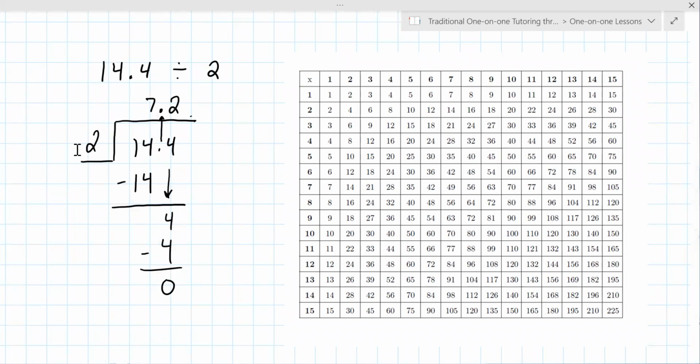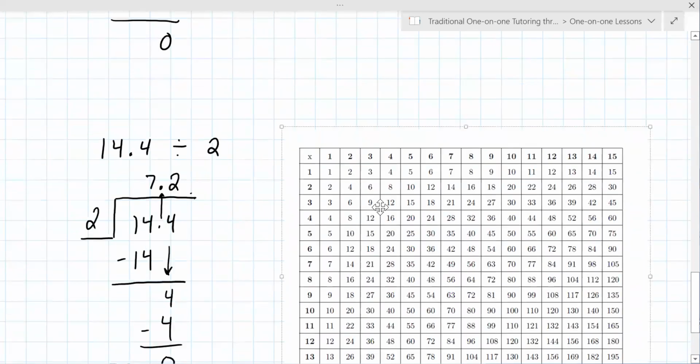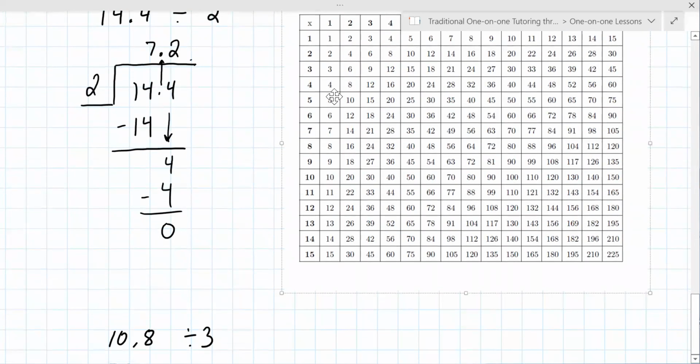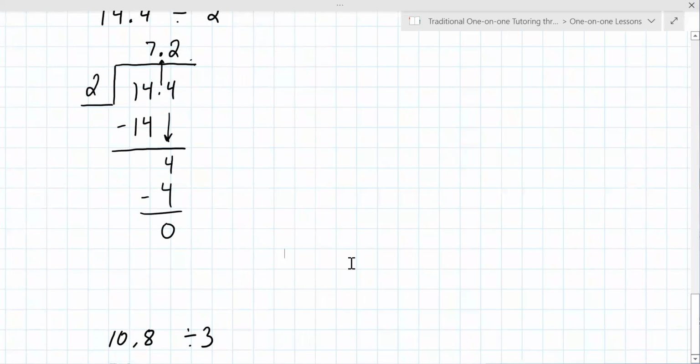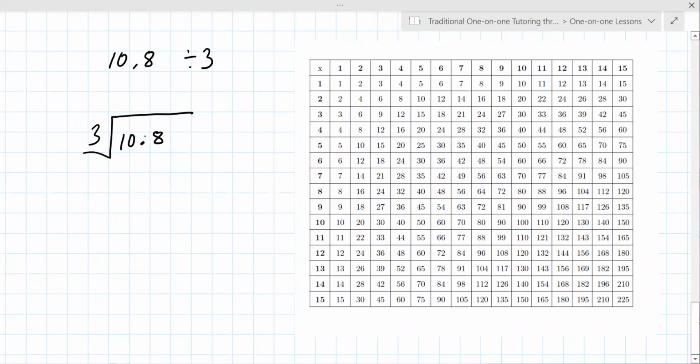Okay, let's do 10.8 divided by 3. So the 3 goes outside the house. The 10.8 goes inside. And then we ask ourselves, how many times does 3 go into 10? So that's between 9 and 12. We take the smaller number, 3, and we put the 3.